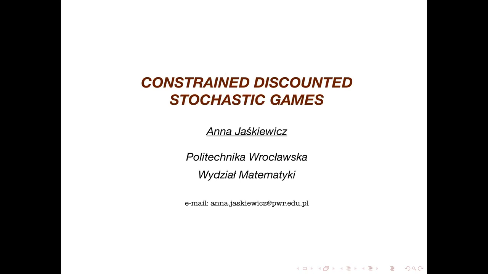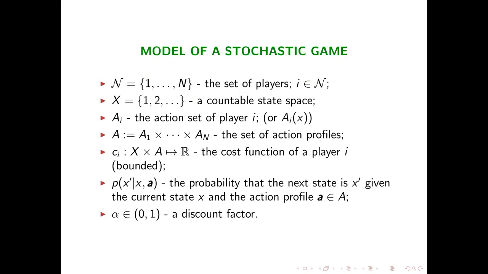So first I start with the model. The model of a stochastic game is as follows. We have the set of players. This is a finite set from 1 to n, and of course, since this is a game, n is greater than or equal to 2. We have a countable state space, so it could be finite or infinite. A_i is the action set for player i. It can depend on the current state, x. By capital A, we denote the set of action profiles.